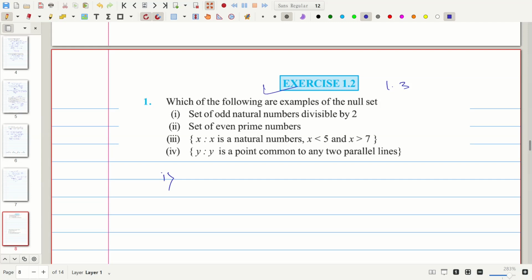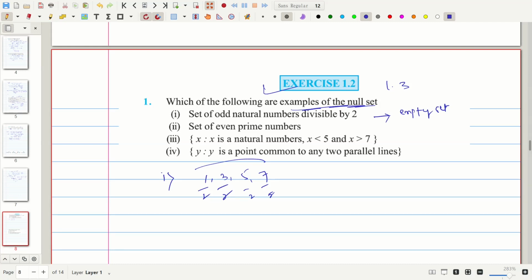The first one is the set of odd natural numbers divisible by 2. Here we need to identify which one is a null set. Odd numbers are 1, 3, 5, 7. These numbers are not divisible by 2. So there is no element present in the set. This set does not contain an element. Therefore, this is an empty set.